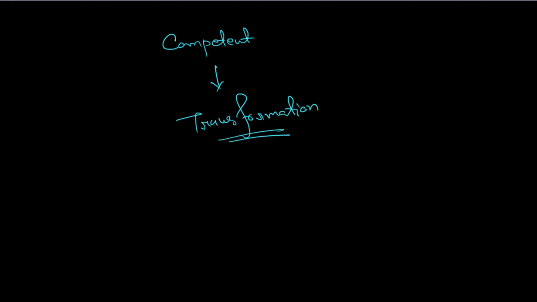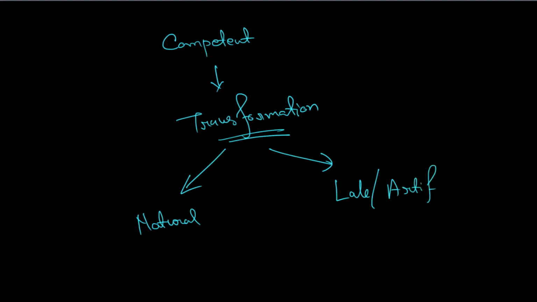So once the bacteria is competent, it can undergo transformation. But how does it undergo transformation? There are actually two general classifications. One is natural method and one is lab method or artificial method. So in the next video we shall discuss the various natural methods of transformation, and in the video that follows, we shall discuss the artificial method of transformation.